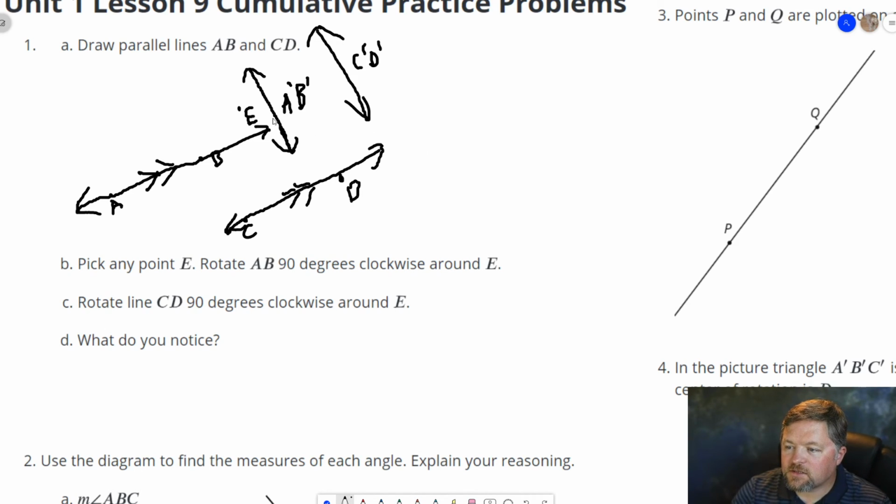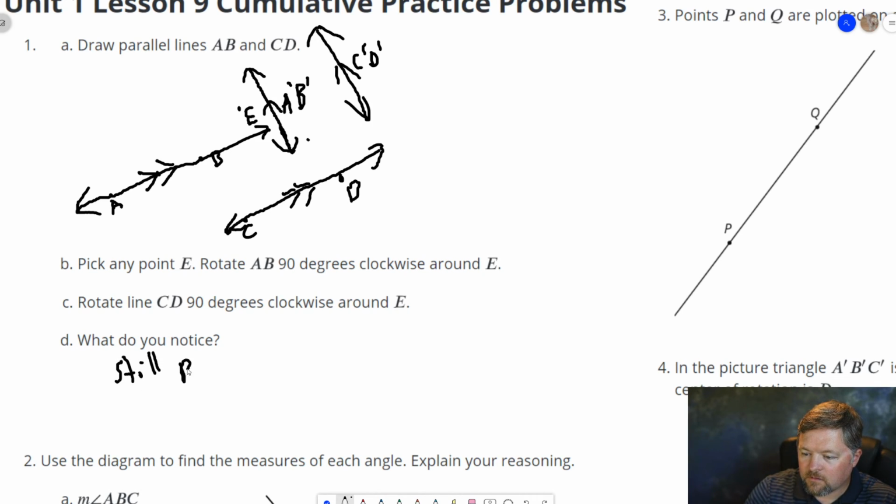Now, what do we notice? If I rotated that 90 degrees, what happened to our new lines? Are those still parallel? Well, they will still be parallel. AB is also now perpendicular to A prime, B prime, and C prime, D prime. So, parallel lines are still parallel. And because they were rotated 90 degrees, they are perpendicular to the original line.